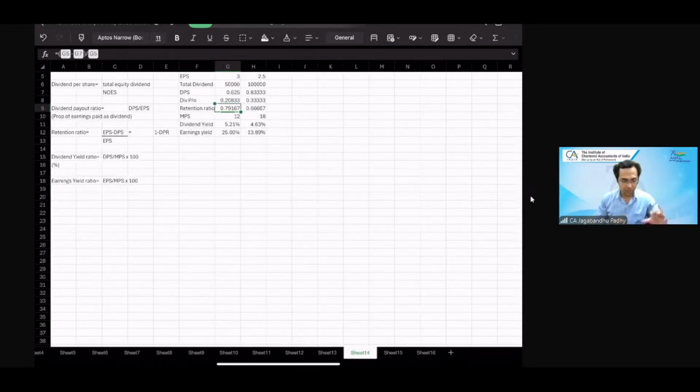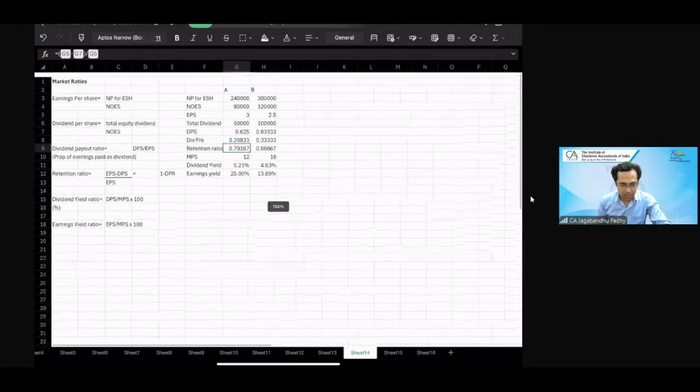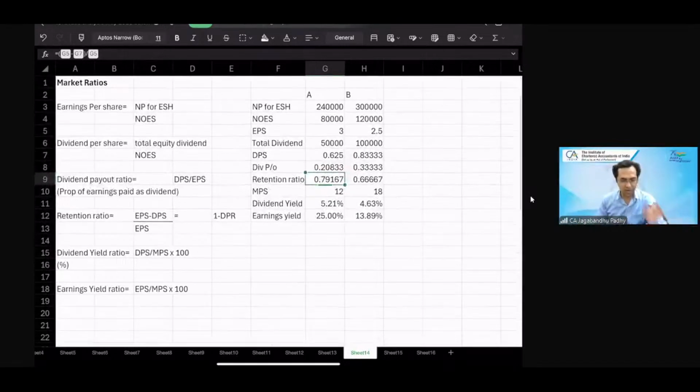Okay. Then we did some of the market ratios. Earnings per share was computed as net profit for equity shareholders upon number of equity shares. Dividend per share was total equity dividend that you're paying divided by number of equity shares. Dividend payout ratio was DPS upon EPS. Retention ratio was telling us what proportion of the earnings we are retaining, so that is EPS minus DPS upon EPS.